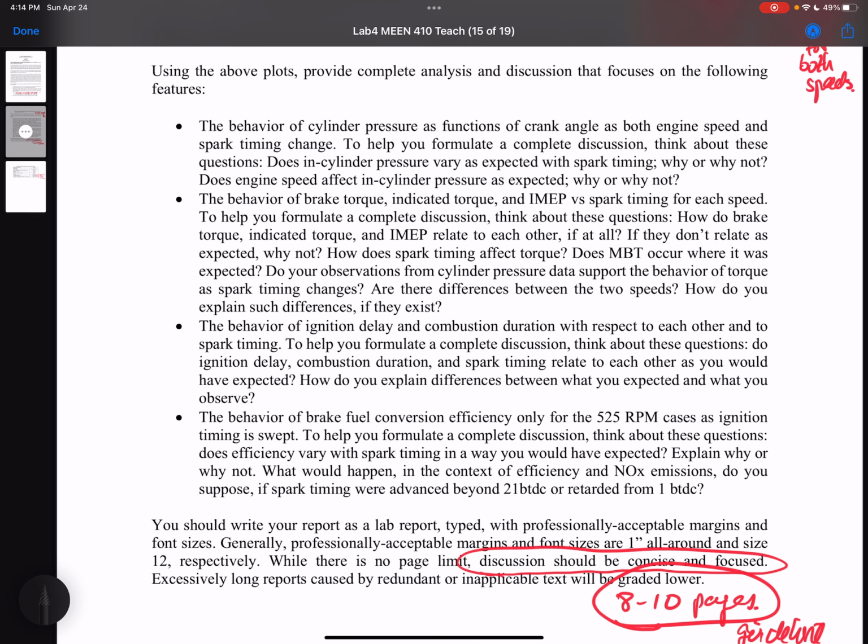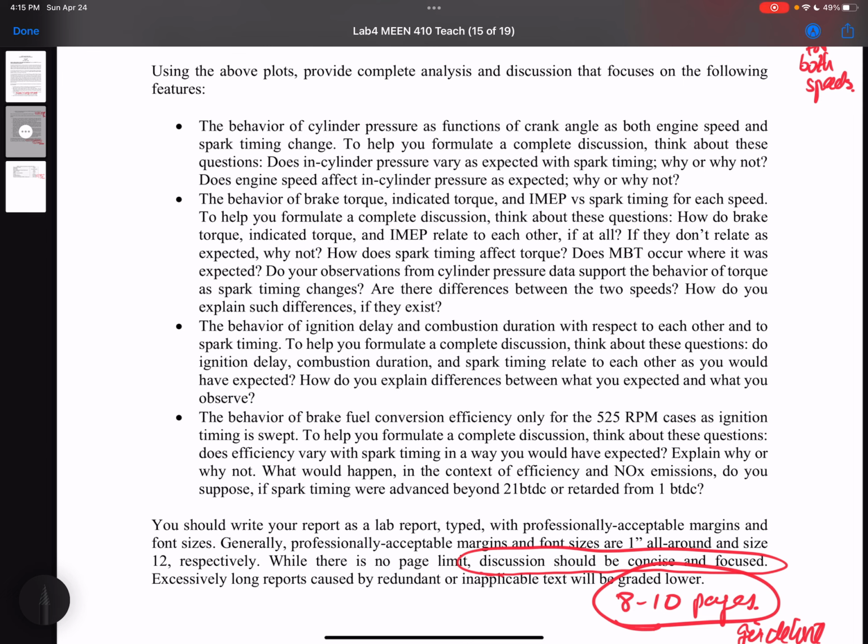Then shifting your attention, you want to discuss the influence of speed. Are there differences in the observed torques and IMEP between the two speeds? And if there are differences, how do you explain such differences? Then you want to shift your attention to describing ignition delay and combustion duration with respect to each other, as well as with respect to spark timing. And again, I give you some questions to think about. Do ignition delay, combustion duration, and spark timing relate to each other as you would have expected? How do you explain differences between what you expected and what you observe?